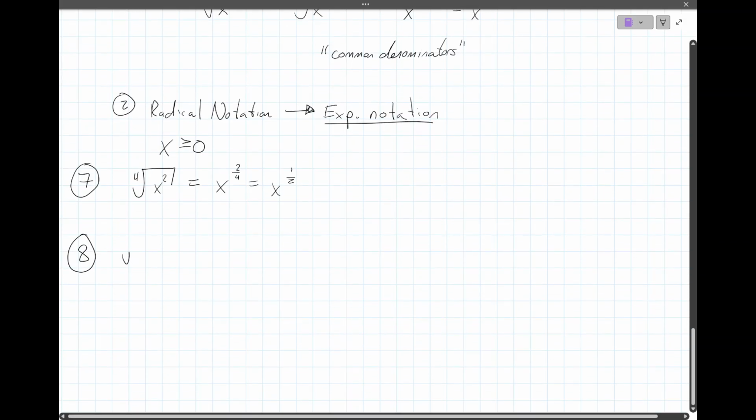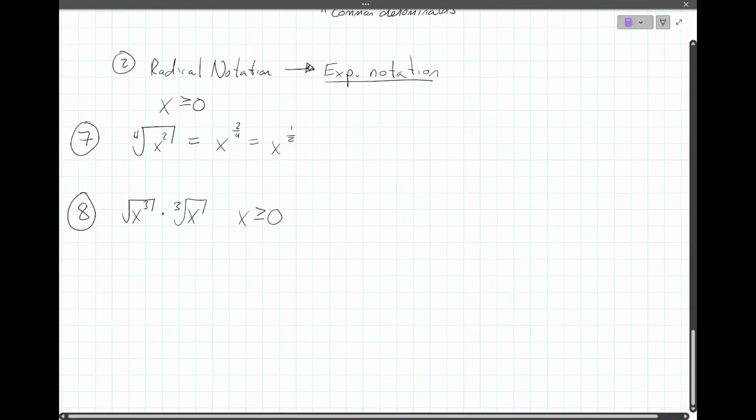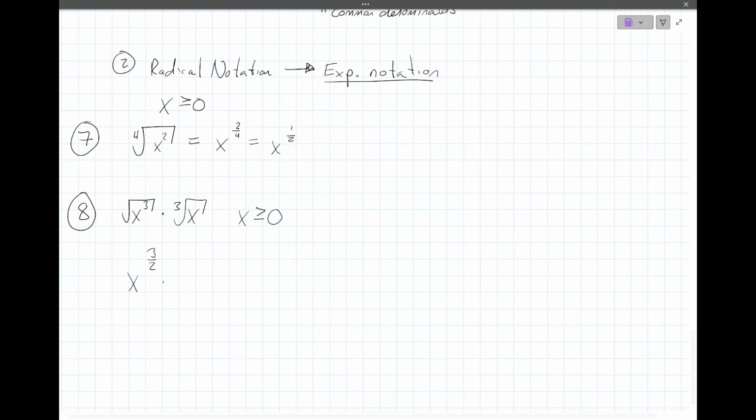Now let's see the real power of this with x cubed times the cube root of x. And this is something like, oh, different bases, different stuff. What's going on here? Well, the bases are the same, but the exponents are different, so we can't really do a lot with them at first glance. But we can rewrite it as x to the 3 over 2 times x to the 1 over 3.